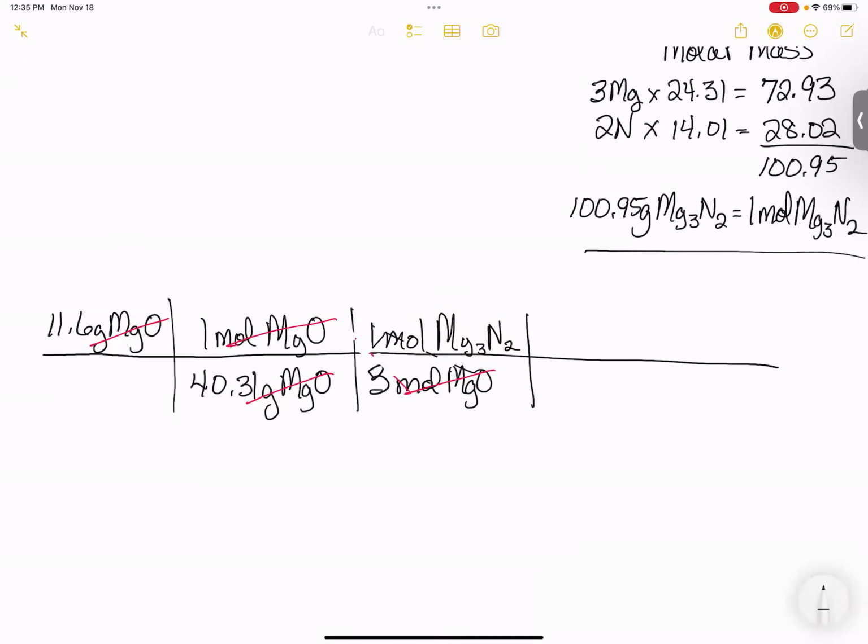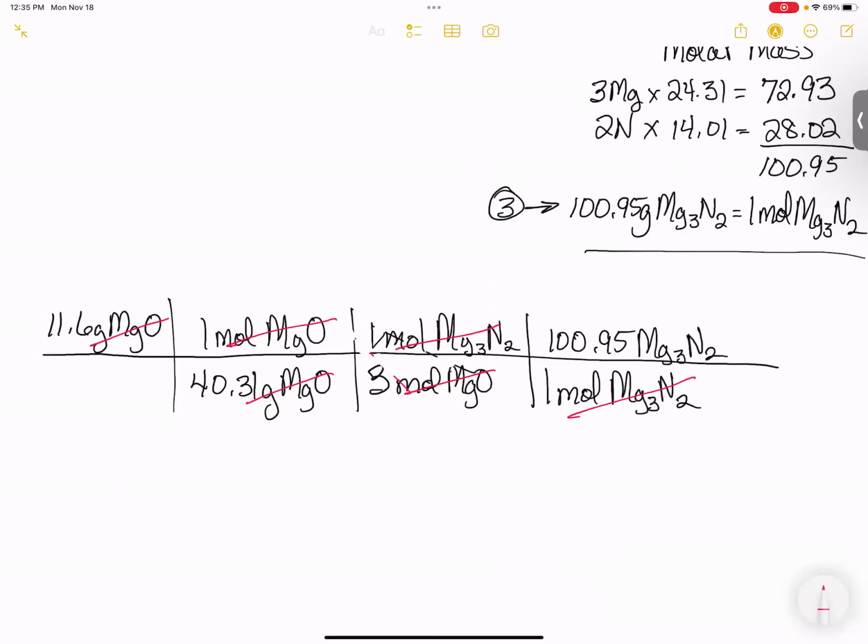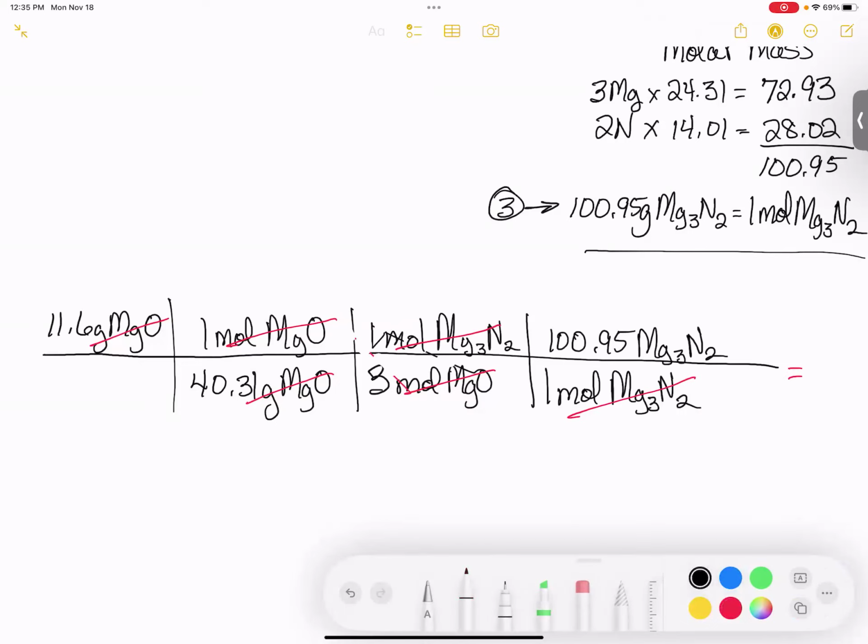My last conversion factor is going to have moles of magnesium nitride in it. The moles of magnesium nitride will go in the denominator, while the mass goes in the numerator. The moles of magnesium nitride had to go in the denominator so that the unit and the substance would cancel out, and you're left with grams of magnesium nitride, which is what you were asked to solve for.